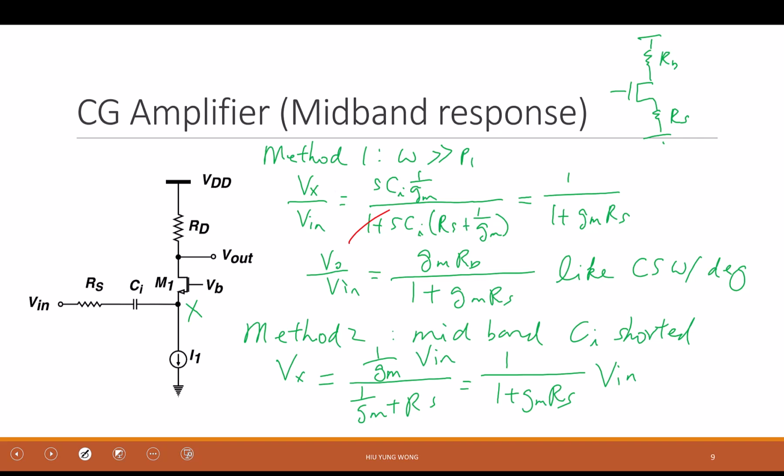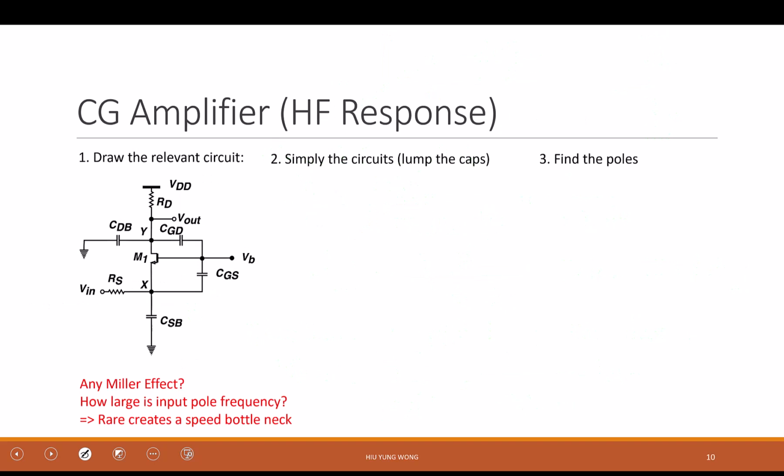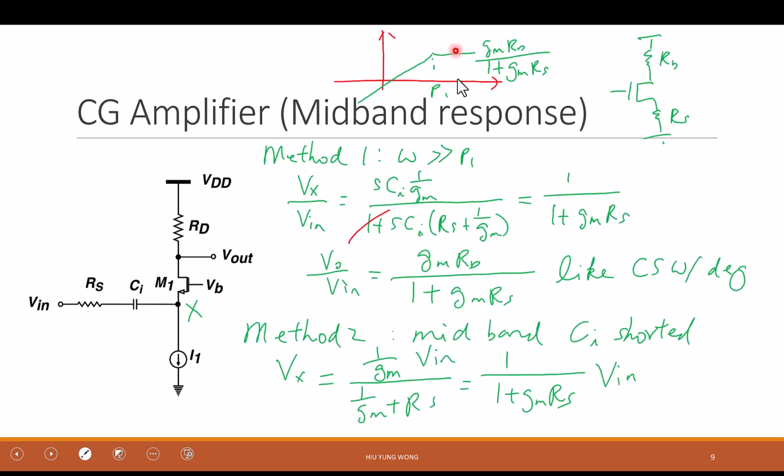Right, so with this, now I know what my Bode plots look like. It is like this. So it has a zero, it hits the pole 1 that we studied in the last slide, and then its gain is gm RD divided by 1 plus gm RS. Okay. Then I want to look at the high frequency response, right? Because now I keep asking, what if you keep going to higher frequency? Eventually, what happens to the gain?